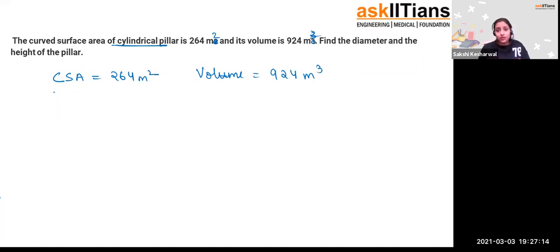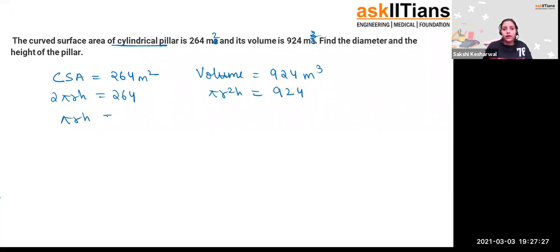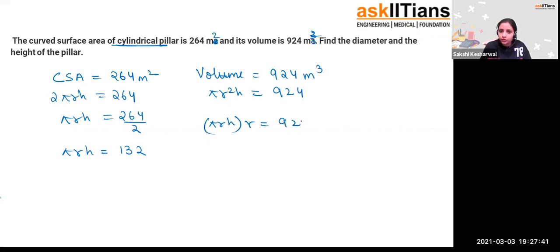So what is the CSA? It is equal to 2 pi r h, which is 264, and volume is pi r square h. If you are very good at observation, can you write this as pi r h is equal to 264 divided by 2, so pi r h is equal to 132? Now just give a close observation over here. Can I write this as pi r h into r is equal to 924? Now can you just substitute this value over here?